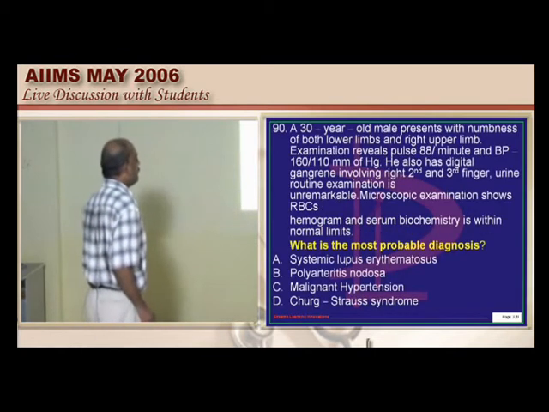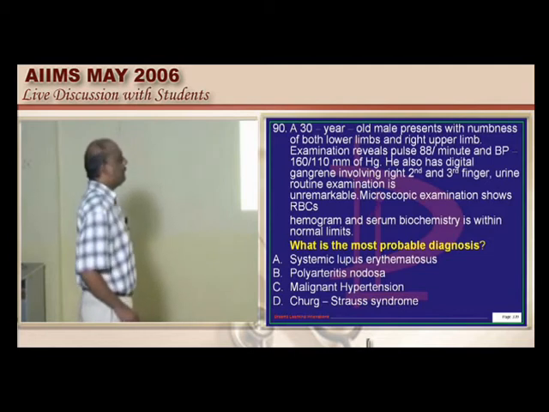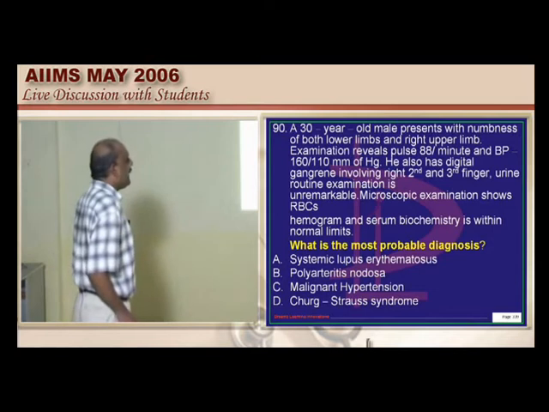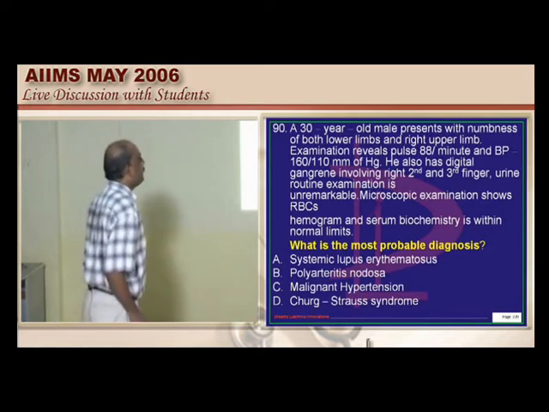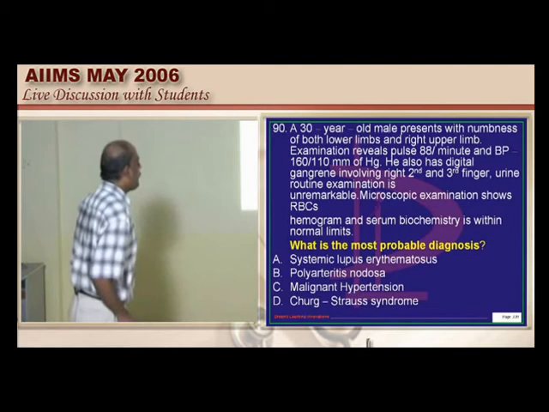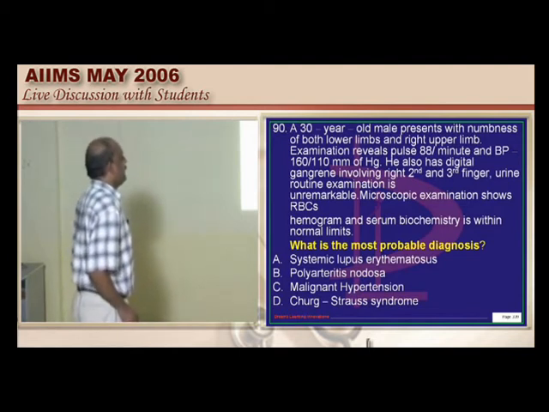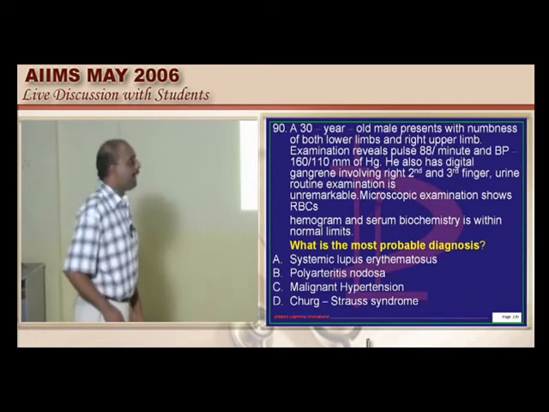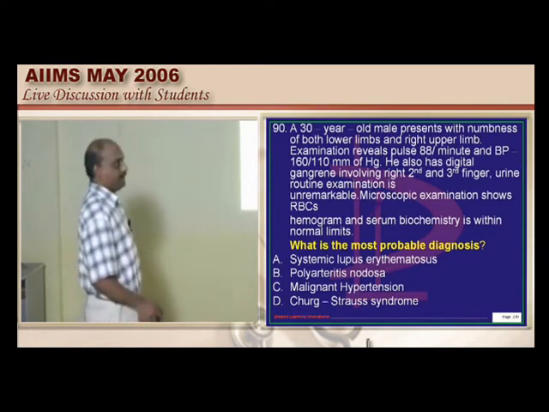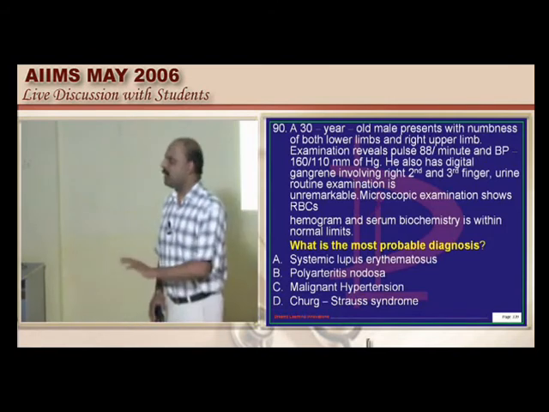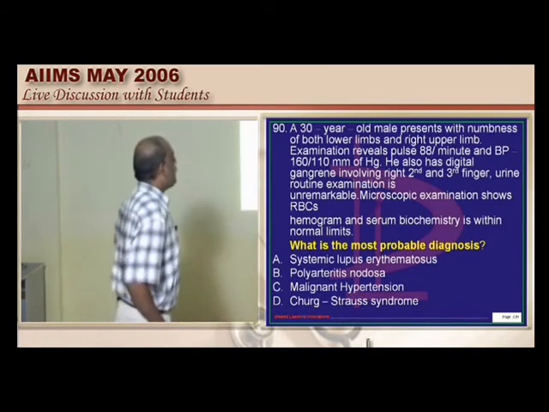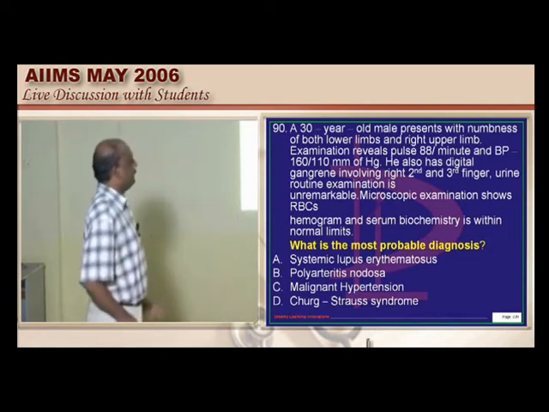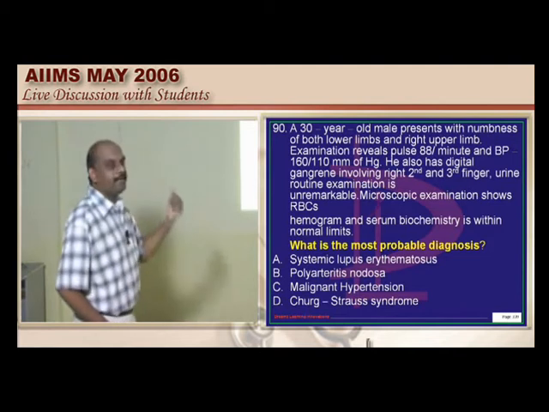A 30-year-old with numbness of both the lower limbs and the right upper limb, and the blood pressure is 160 by 110, and there is a distal gangrene involving the second and third finger, and the microscopic examination is showing RBCs, whereas the urea and creatinine, that is the serum biochemistry, is within normal limits. What is your diagnosis? First I would like to ask you a question. The patient classically has the presence of gangrene and numbness in the lower limbs and right upper limb.